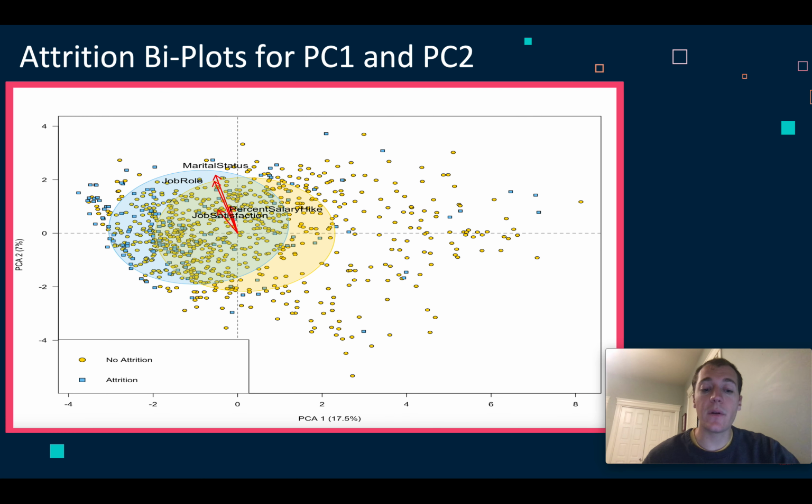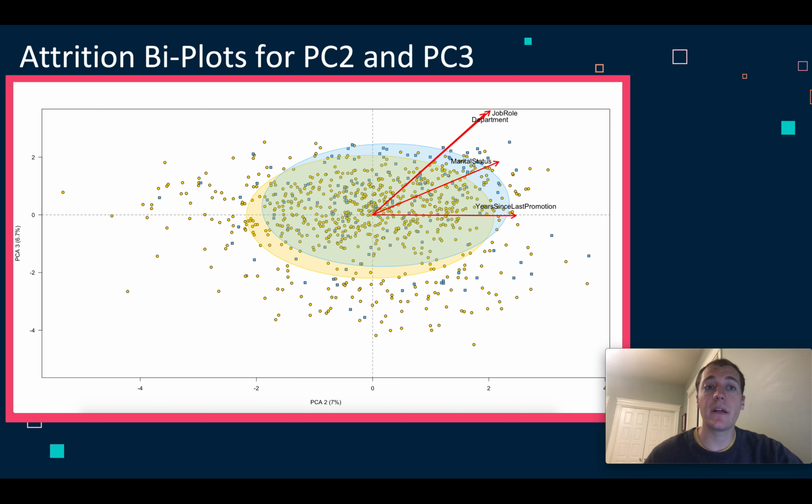So we've got these things called biplots right here. These biplots plot the principal components and the direction and magnitude of the loadings in those components. We can see here that the blue is attrition, and we've got a general trend of attrition towards the first quadrant in that plot. So we can see that job role, marital status, percent salary hike, and job satisfaction look like they play an important role in who's going to leave a company and who's going to maybe not leave a company.